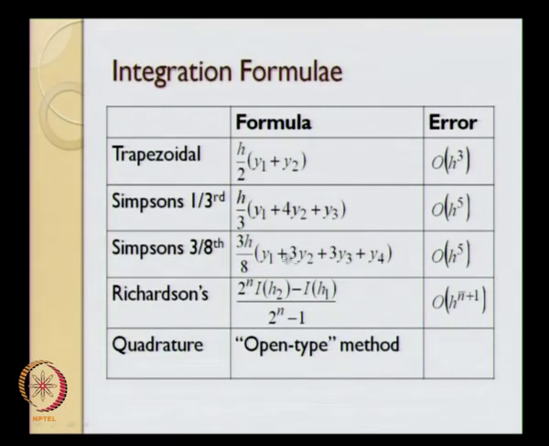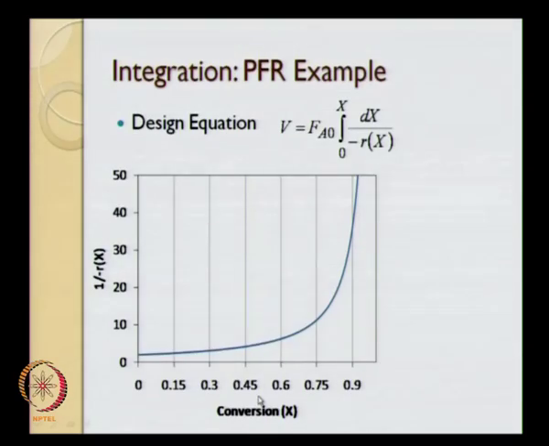As a result of this, Simpson's 3/8 rule is not as popular as the trapezoidal and Simpson's 1/3 rules. And then we talked about Richardson's extrapolation, where you use two different values of h, and based on this particular equation you can get a slightly higher accuracy method. And finally, we covered the Gauss quadrature method, which is an open type of method.